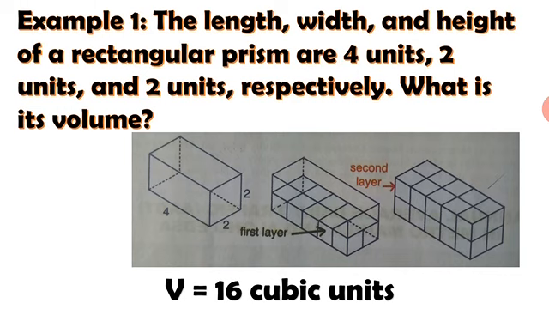So for example, this one, the length, width, and height of a rectangular prism are 4 units, 2 units, and 2 units respectively. What is the volume? So in this problem, we will use the counting technique since we have a drawing. So in the first layer, since this is 4, the length is 4, the width is 2, and the height is 2.